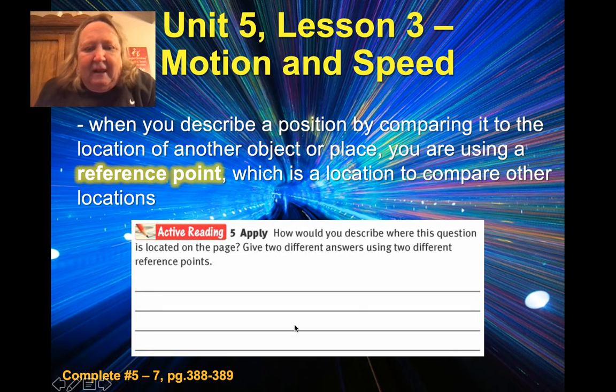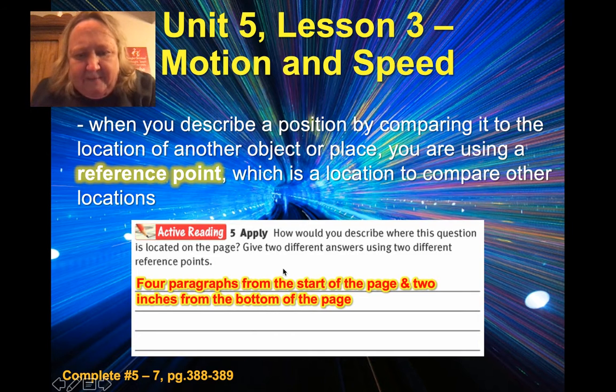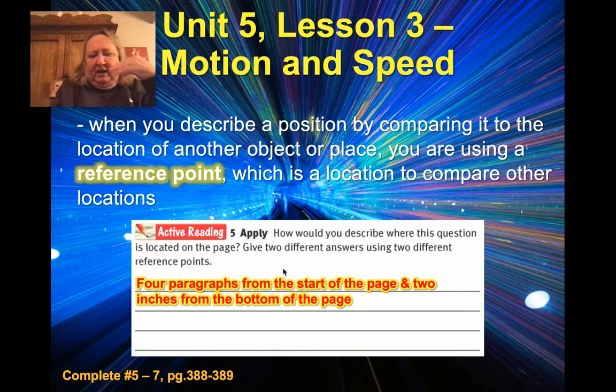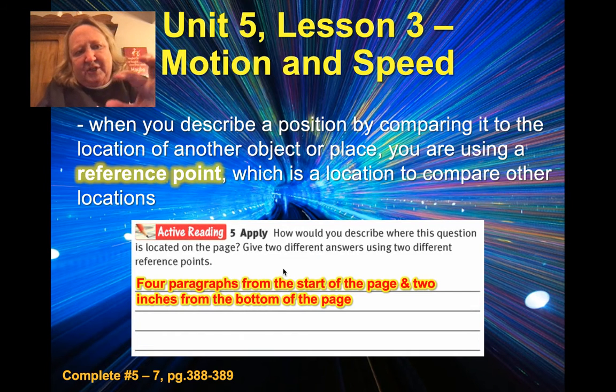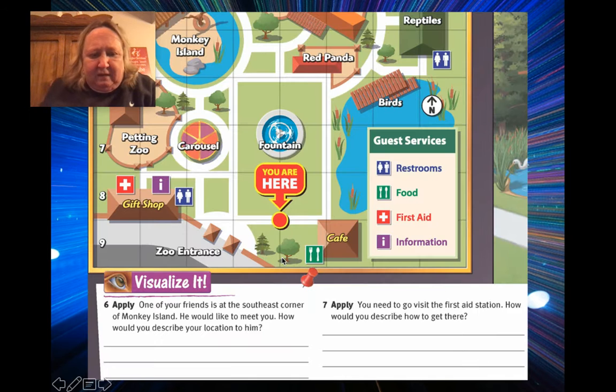All right. So this is actually in textbooks. If we had real school and there was no COVID, this would be on a page. Okay, so kind of visualize this. How would you describe where this question is located on the page and give 2 different answers? Well, if this were on a real page, it would tell you that it's 4 paragraphs from the start of the page and 2 inches up from the bottom. Okay, so those were 2 ways to refer to it.